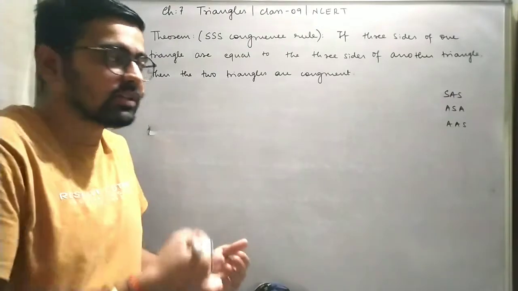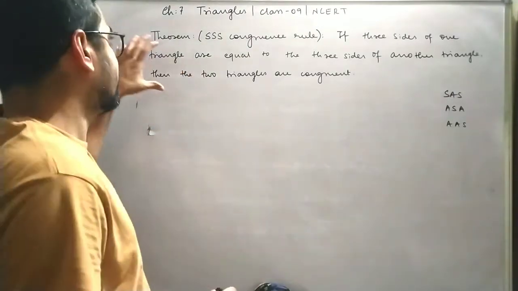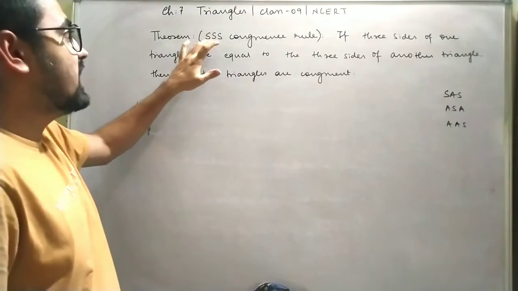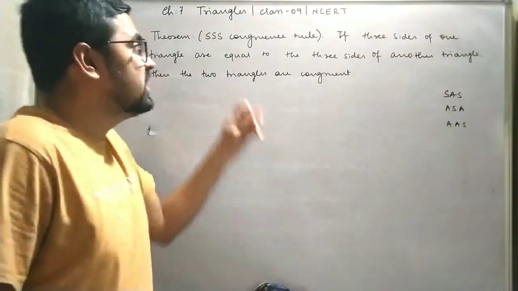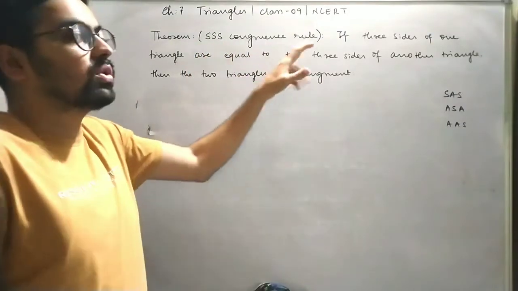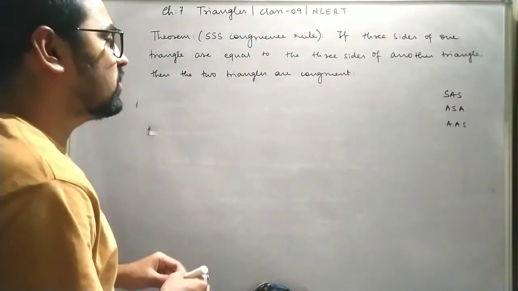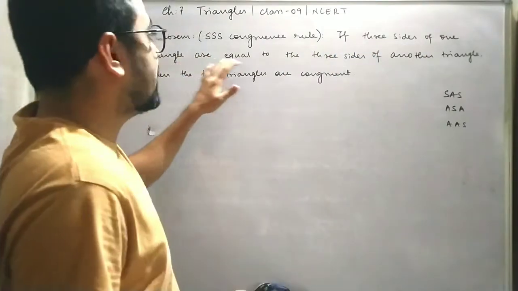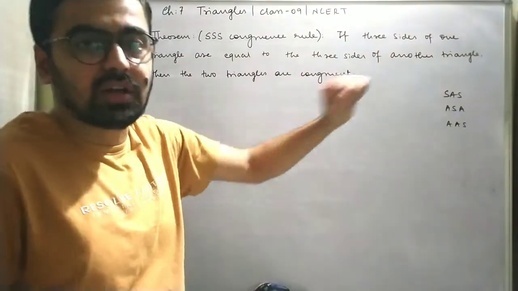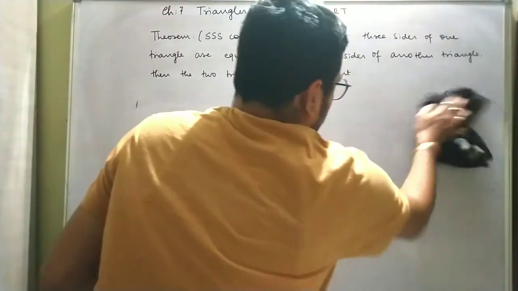For more understanding of congruence rules, we are going to start with this theorem called SSS, and we can easily understand what SSS means. That means side congruence rule. Now what does this congruence rule say? That if three sides of one triangle are equal to the three sides of another triangle. So let's try to understand.